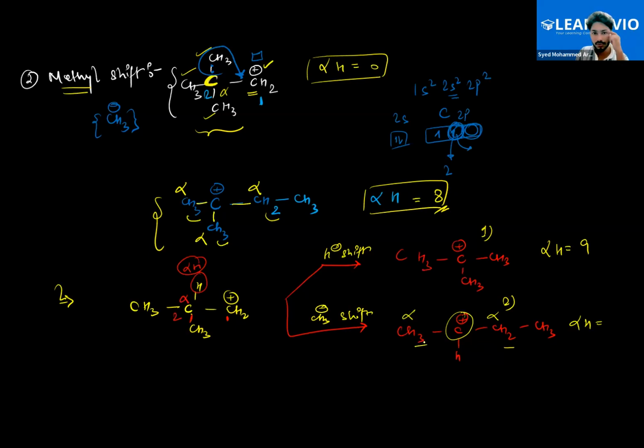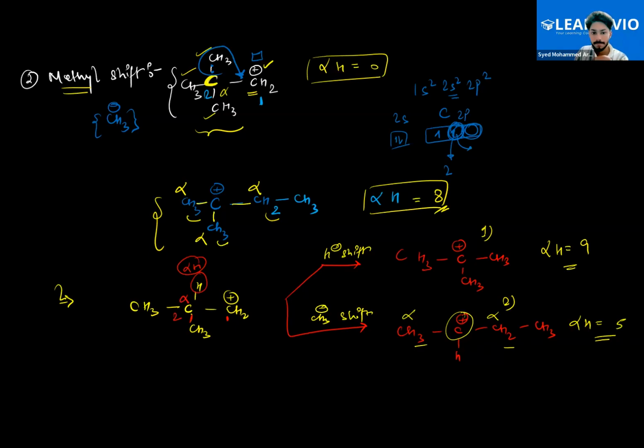So alpha hydrogen, eight are there? Why eight? This carbon is directly attached only to two carbons. So the alpha carbon will be 2. If the alpha carbon will be 2, then 3 plus 2 will be 5. My alpha hydrogen will be 5. Be careful.